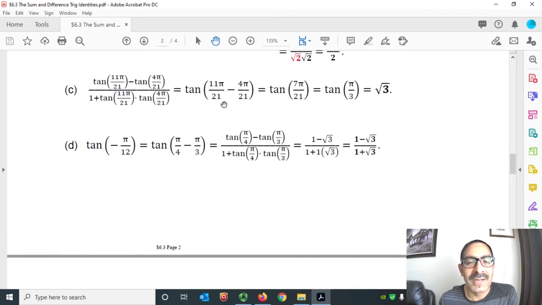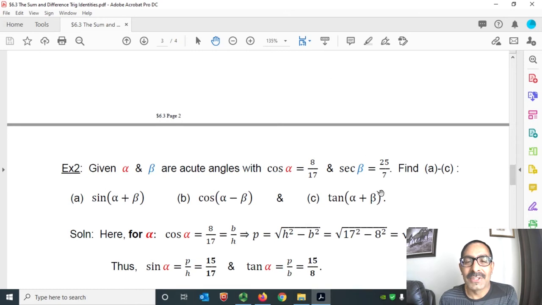Then again by formula, this is the formula from part C here. I'm going left to right, right to left. You know tan pi fourth is 1, minus as it is, tan pi third is radical 3, over 1 plus as it is. Then tan pi fourth is 1, tan pi third is radical 3. Simplify, it gives you 1 minus radical 3 over 1 plus radical 3. We can multiply by the conjugate of the denominator to get rid of the radical from the denominator. Great. Now let's move on.